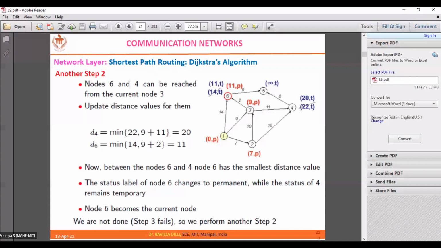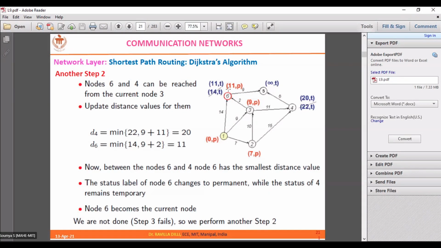Right? Let us see. Could you make out? Node 3 to node 6, existing was 14. What we've got now is 11. Node 3 to node 4. At 4, the existing weight was 22. Now we've got 20, which has been updated. So now 3 has also become a permanent node. It's done. You need not go back to the permanent node at any point of time again.